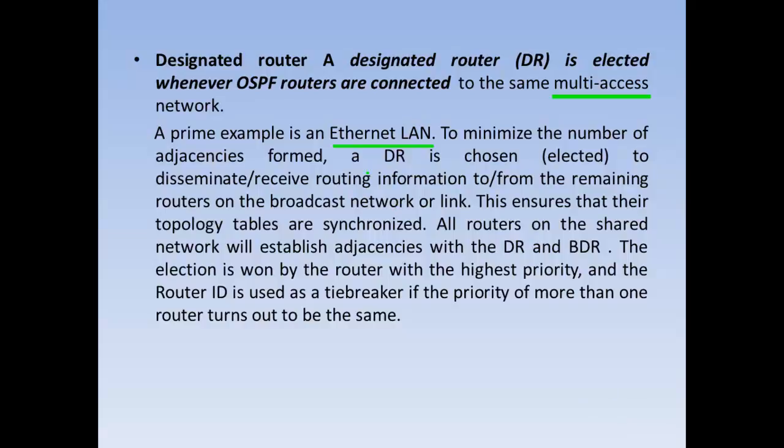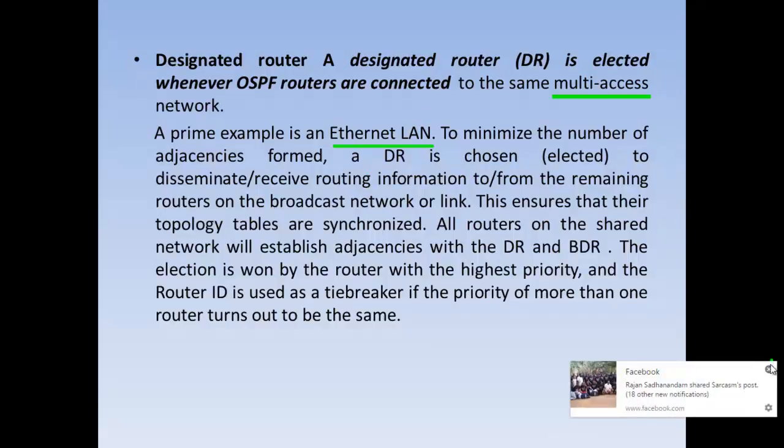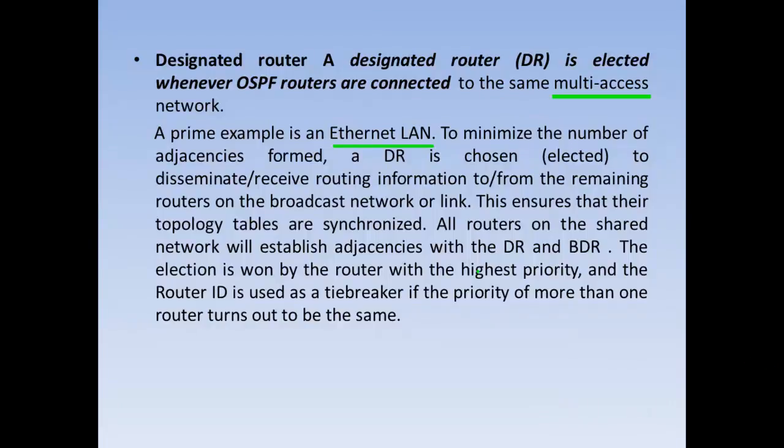Now which one is the DR? The one with the highest priority. When the priority is the same, then who wins the election? The one having the highest router ID. What is the router ID? The highest IP address. So one of the routers becomes the DR, or the master router, in the entire area of the particular OSPF process.